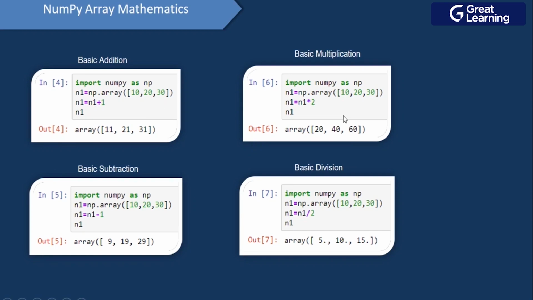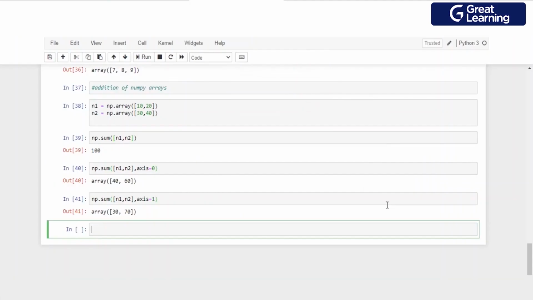Similarly, if I want to multiply each individual element of a NumPy array with a particular value, so here if I want to multiply it with 2, I'll just write n1 into 2. So 10 becomes 20, 20 becomes 40 and 30 becomes 60. And if I want to subtract a value, all I have to do is perform n1 minus 1. So 10 becomes 9, 20 becomes 19 and 30 becomes 29. And if I want to divide it, I'll just have n1 divided by 2. So 10 becomes 5, 20 becomes 10 and 30 becomes 15. So this was some basic idea about NumPy.